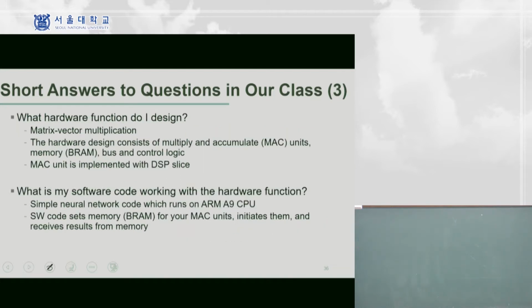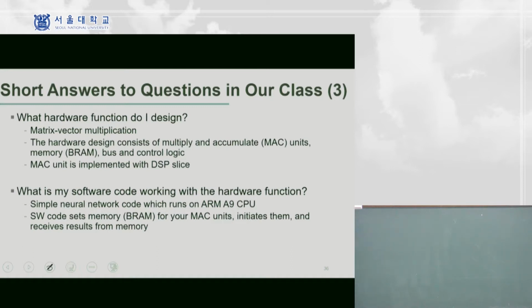And the third question is, what hardware function do I design? Okay, for the time being, we're going to do a matrix vector multiplication. Actually, this one is very relevant for today's computation applications, because it's very widely used for deep learning and neural nets. Neural nets are nothing but a bunch of matrix-vector multiplies.